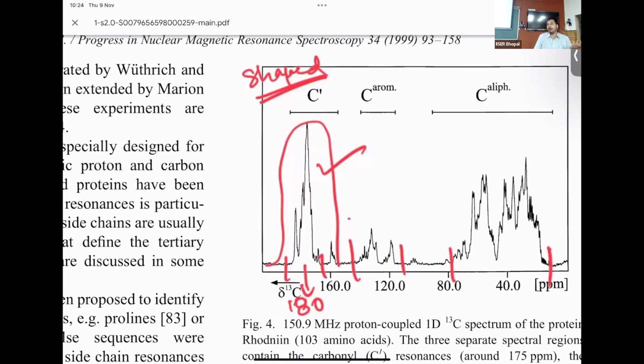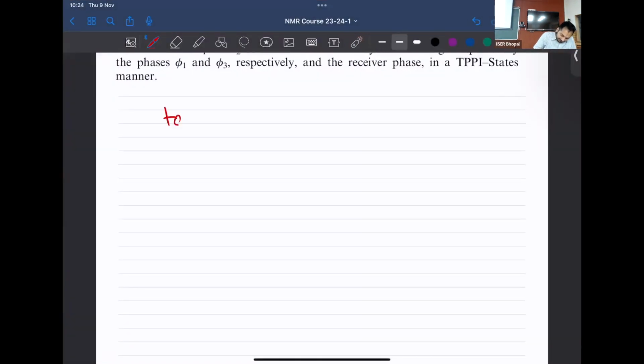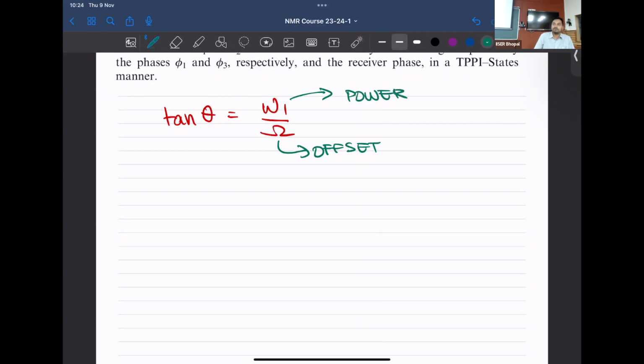Reflect upon the tan theta argument that you did, where it's small omega 1 divided by capital omega. If the capital omega increases, off resonance effects increase. What do I mean by this? You're talking about tan theta is omega 1 over capital omega, where the capital omega is the offset and small omega 1 is the power of the pulse. You guys might recollect it, where theta would be the B effective. Where does the B effective lie with respect to the z-axis, and how does precession happen with respect to it?